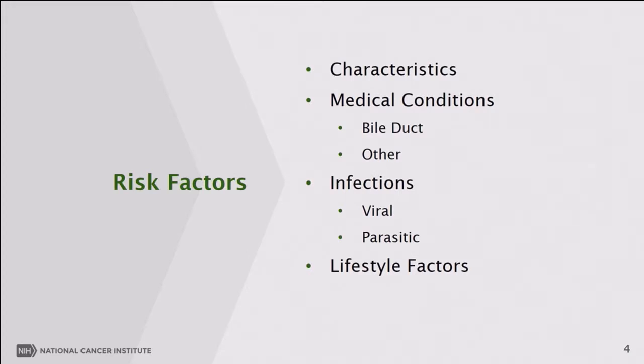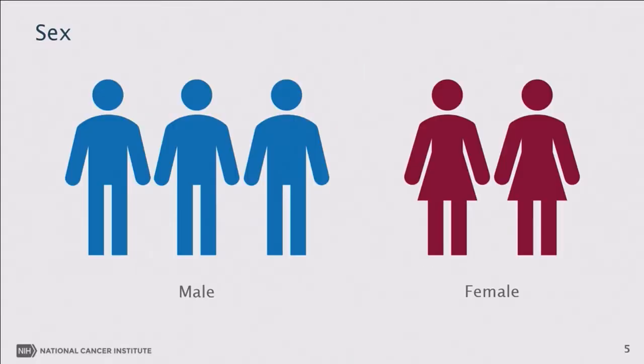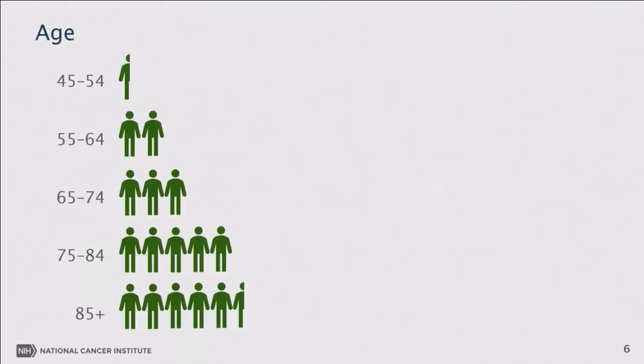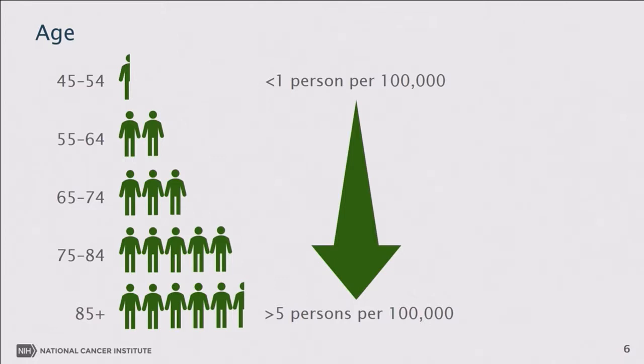The risk factors that I'll be going through today include characteristics, medical conditions, infections, and lifestyle factors. Starting with characteristics, men are more likely than women to develop cholangiocarcinoma. For every 2 women that are diagnosed, approximately 3 men will be diagnosed with cholangiocarcinoma. Additionally, as people age, they're more likely to be diagnosed. For individuals 45 to 54, there's less than 1 person for every 100,000 people that will be diagnosed with cholangiocarcinoma. However, for individuals 85 and older, there's more than 5 people in every 100,000 that will be diagnosed.